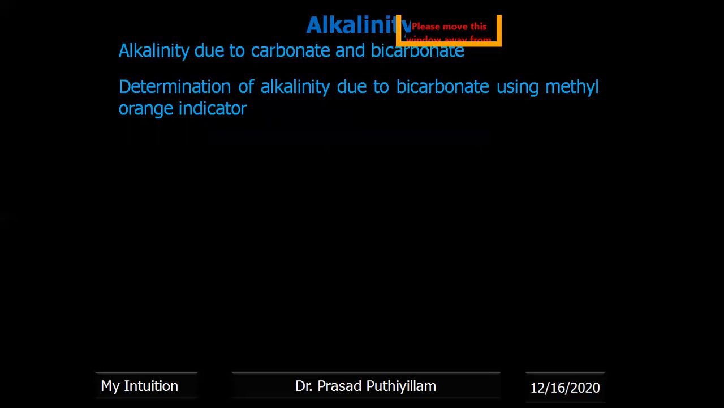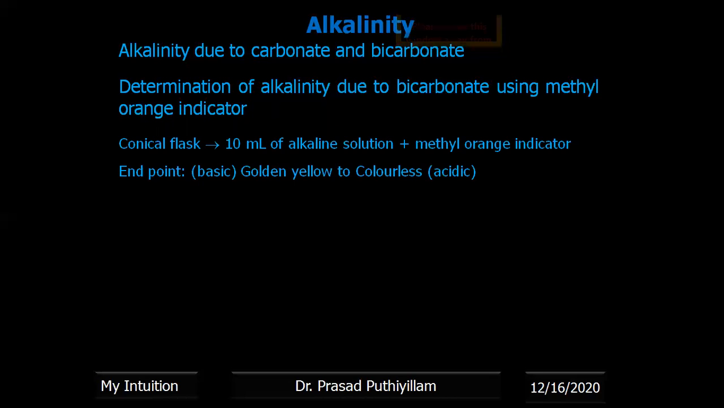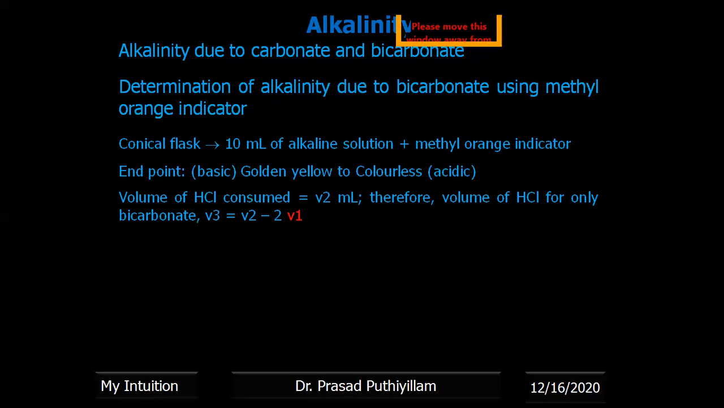Determination of alkalinity due to bicarbonate using methyl orange indicator. In a conical flask, we will take 10 ml of alkaline solution. You can take 25 ml, then accordingly you have to do the calculation. So let me take 10 ml of alkaline solution. Methyl orange indicator is used, titrated with hydrochloric acid HCl solution. The end point will be basic to acidic, that is golden yellow to colorless solution.